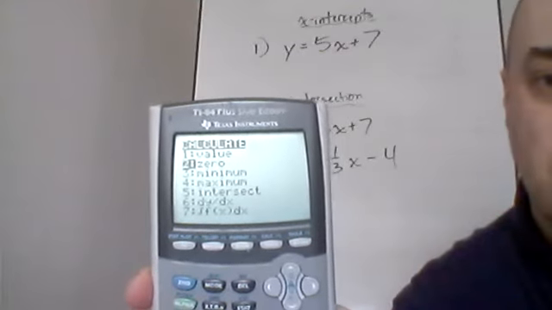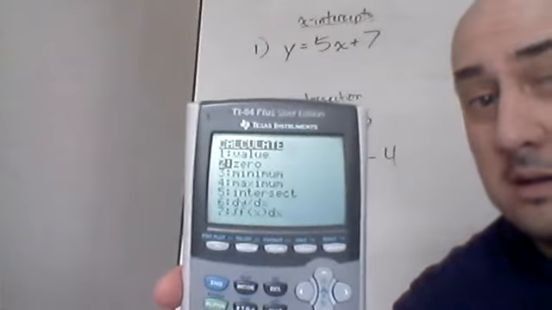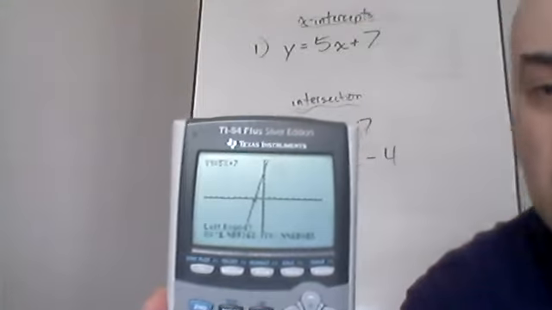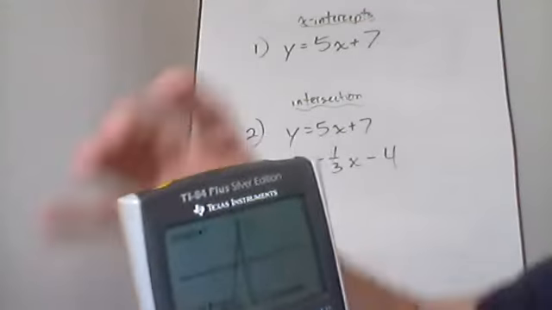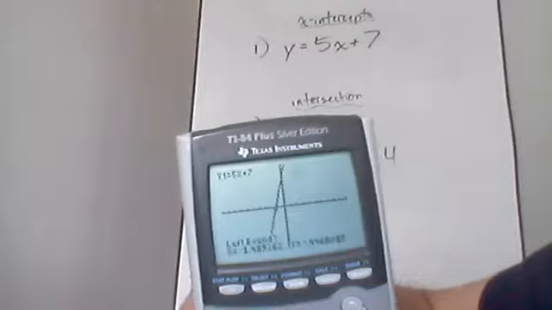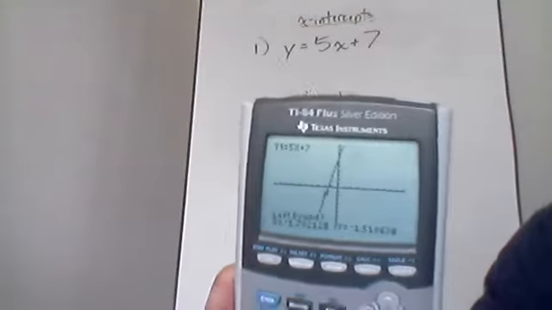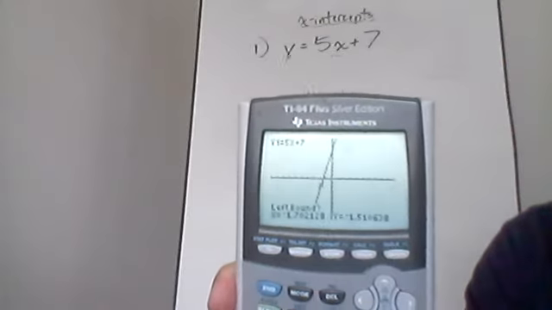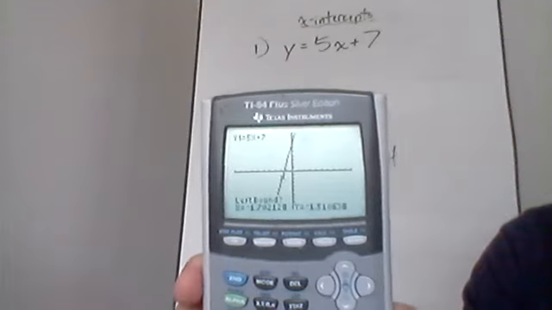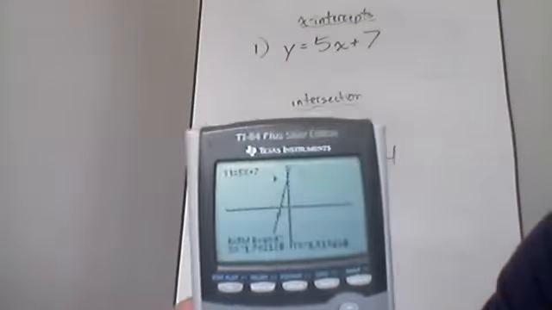So I hit enter, right? And it's called the 0 because it's where the function equals 0. All right, now notice when I hit that, it says down here left boundary. All right, so I need to move the cursor so that it's clearly on the left side of the x-intercept, which it is. All right, so I hit enter, and then it asks me for a right bound.